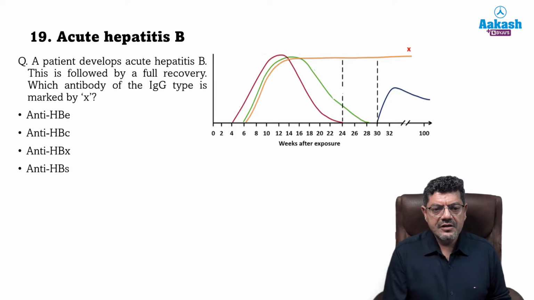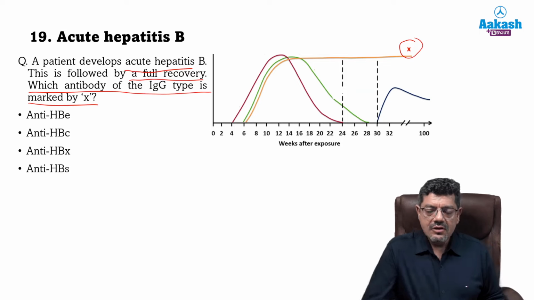Acute hepatitis B. They gave a patient who developed acute hepatitis B, and this was followed by a full recovery. Which antibody of the IgG type is marked by X here? This, right? So these are the serology markers.